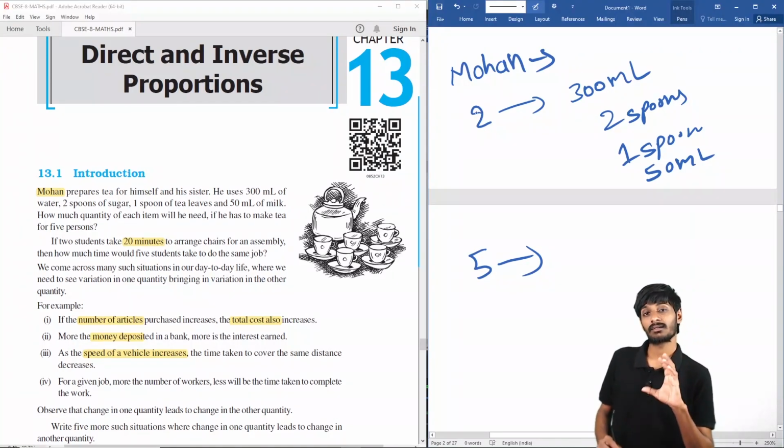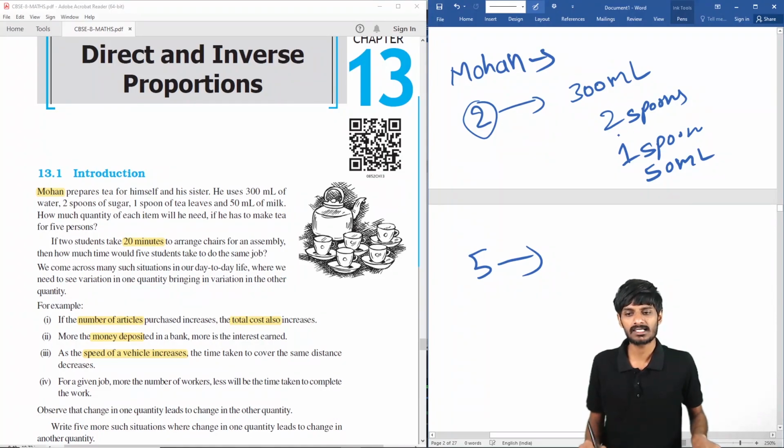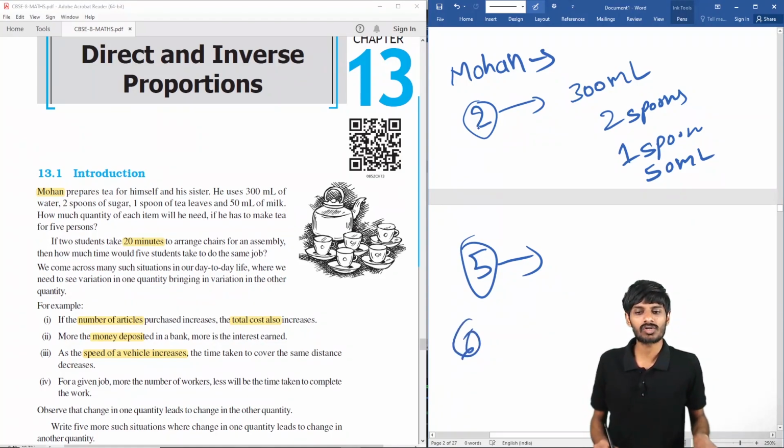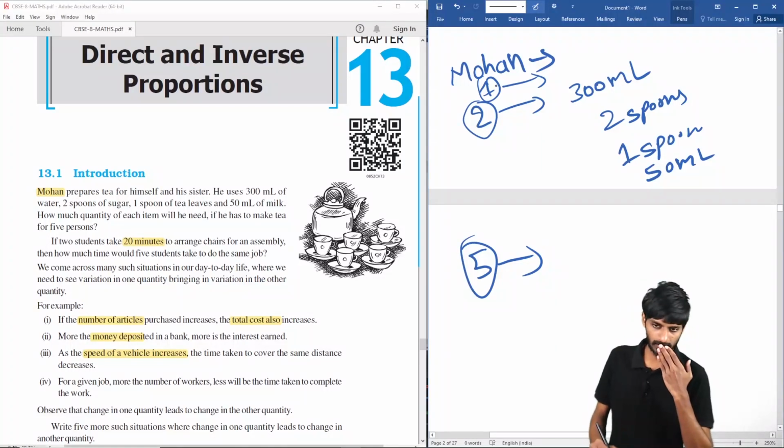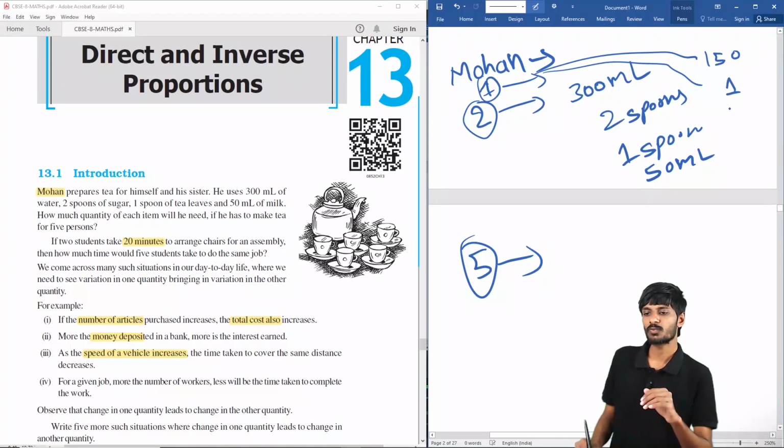So here, first thing, students, sometimes this is the situation. Here it is for 2 persons, then these are the values. Then for 5 persons, what is the value? We don't know. Suppose it is for 6 persons, you can simply multiply by 3. So in this type of situation, you have to find out how much quantity is for 1 person. For 1 person, you have to divide by 2, reduce by half. So 300 becomes 150, 2 spoons becomes 1 spoon, 1 spoon becomes half a spoon, and 50 becomes 25 ml. So for 1 member's tea, these are the quantities.